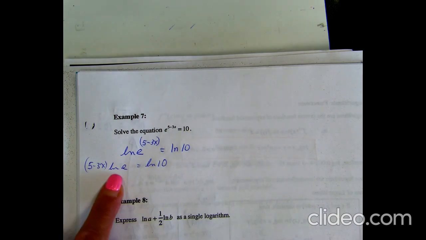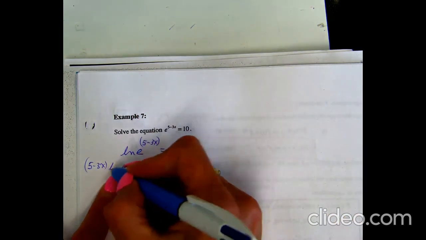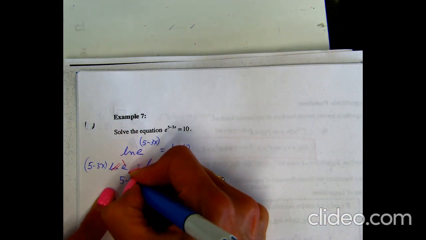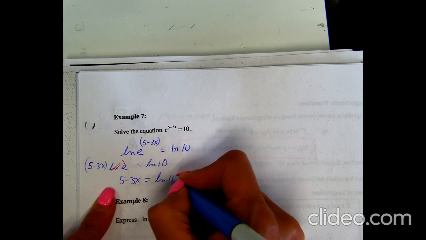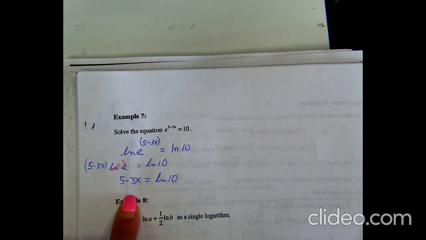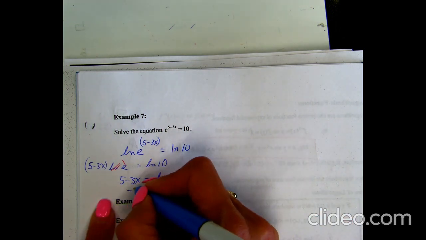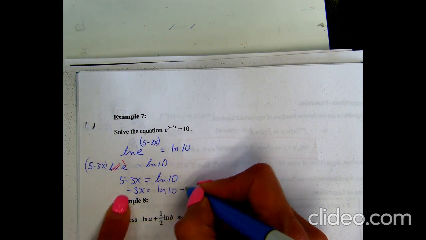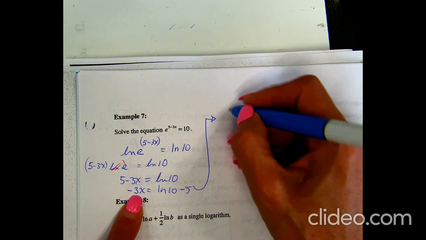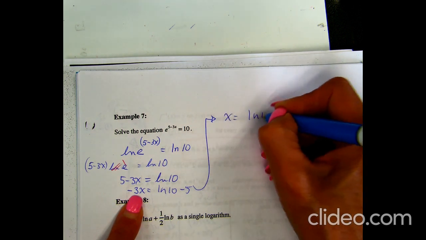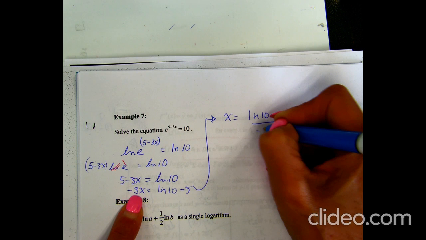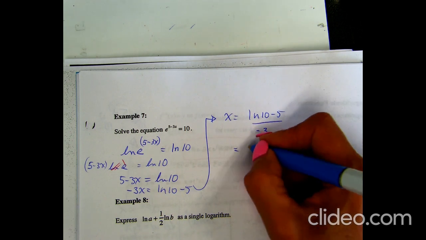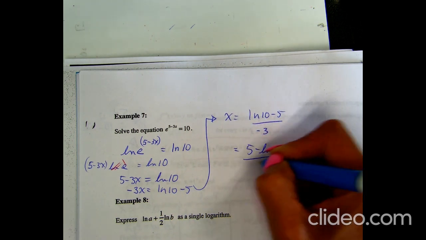is equal to the ln of 10. Okay, what's the ln of e? Well, this is just going to equal 1. So I have 5 minus 3x is equal to ln 10. Solve that for x, subtract 5 from both sides, and I get negative 3x equals ln 10 minus 5. And finish this up, I get x equals ln 10 minus 5 over negative 3. Or I guess we could have written it this way, 5 minus ln 10 over 3.